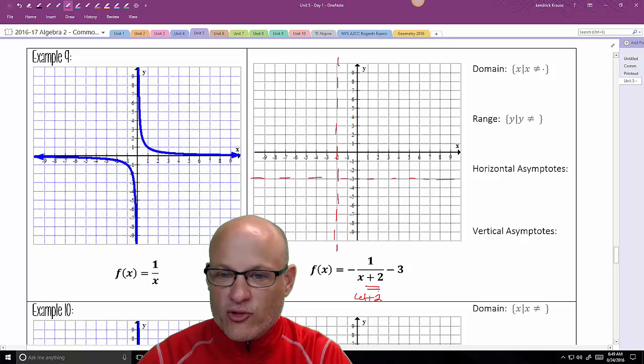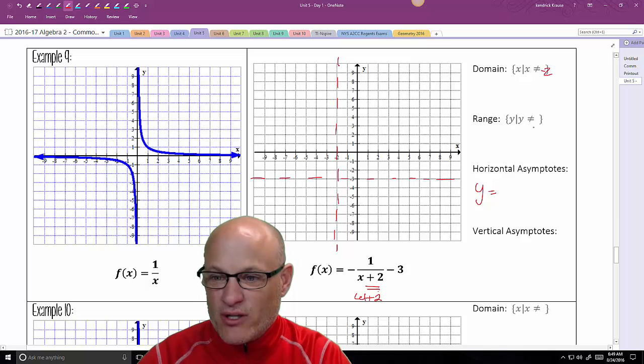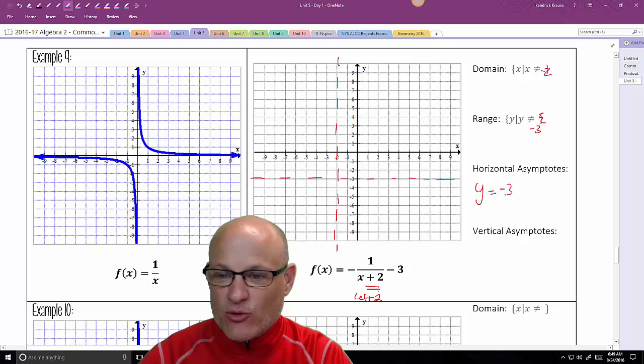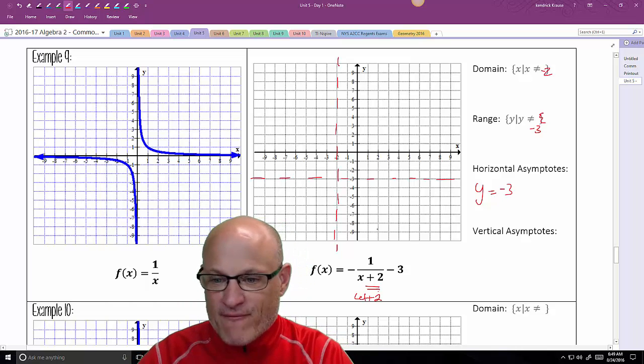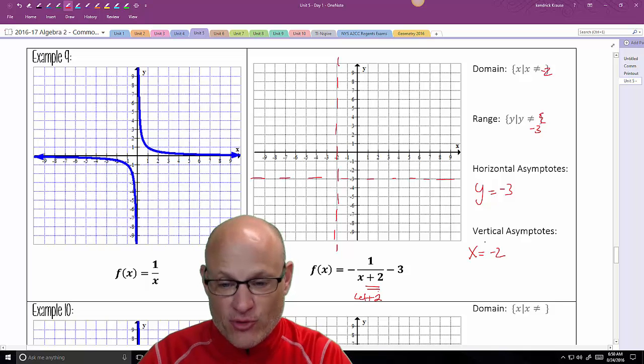So I can answer all these questions over here. X can't equal negative 2. Y can't equal 3. Y equals, excuse me? How about Y can't equal negative 3? That thing is driving me crazy being there. So Y equals negative 3 is my horizontal asymptote. My vertical asymptote is X equals negative 2. So now I've got my asymptotes.